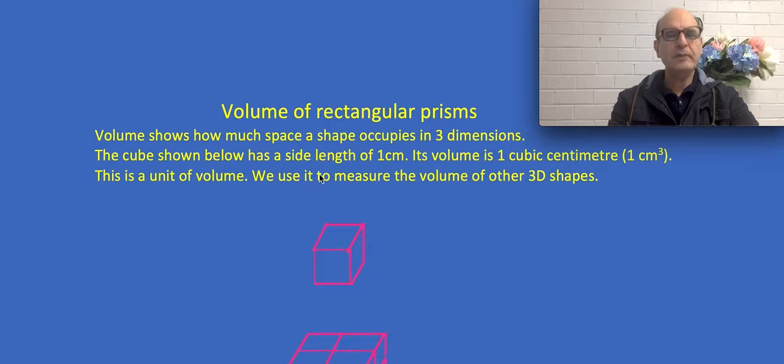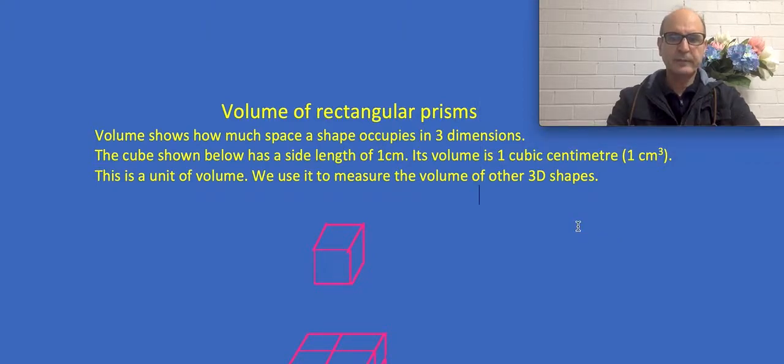But how do we measure volume? Think of a cube where each side is just 1 centimeter. We call this 1 cubic centimeter. Whatever volume this is taking is 1 cubic centimeter. And how many of these you can fit inside another 3D shape tells you how many cubic centimeters its volume is.